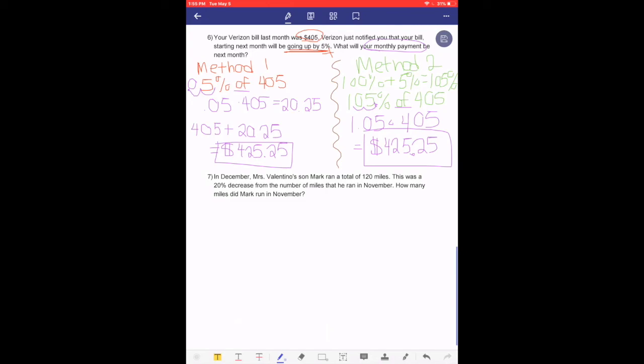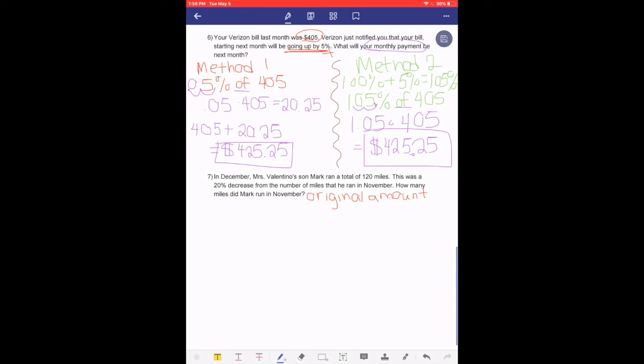For question 7, in December, Mrs. Valentino's son, Mark, ran a total of 120 miles. This was a 20% decrease from the number of miles that he ran in November. How many miles did Mark run in November? So this is an original amount question. That's what we're looking for here, because they're giving you the December amount, and we need to go back and find how much that he ran in November, which was an earlier amount.